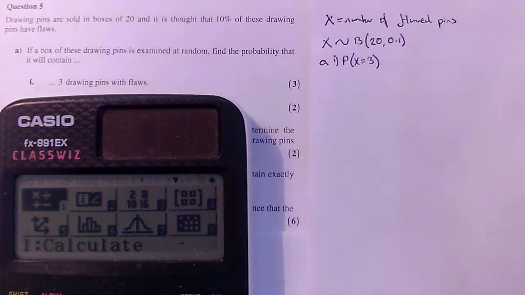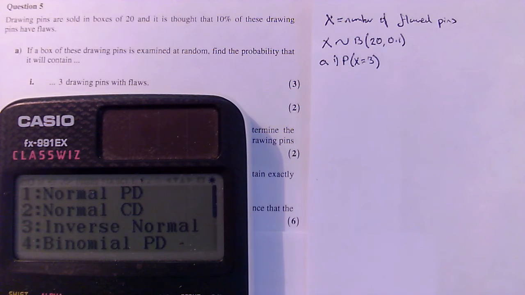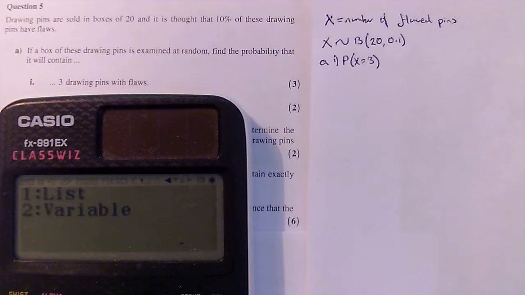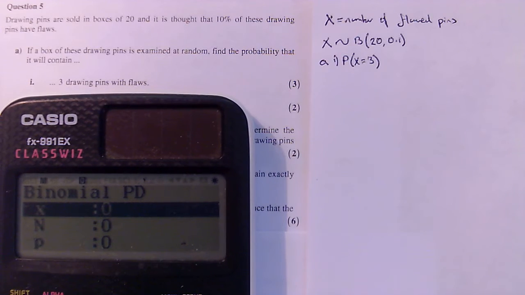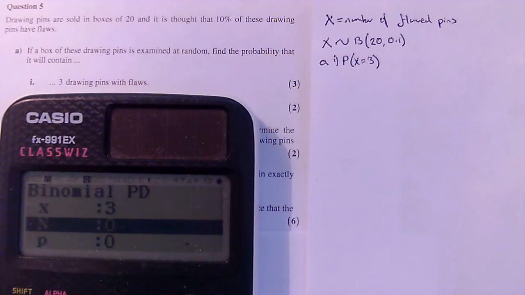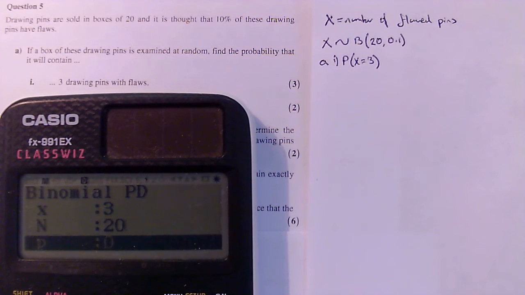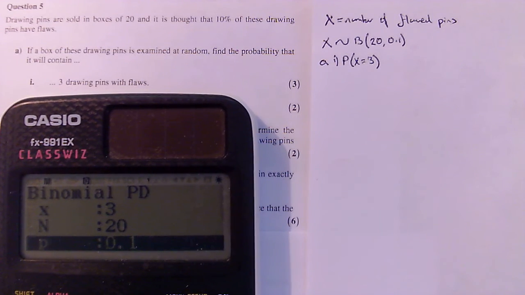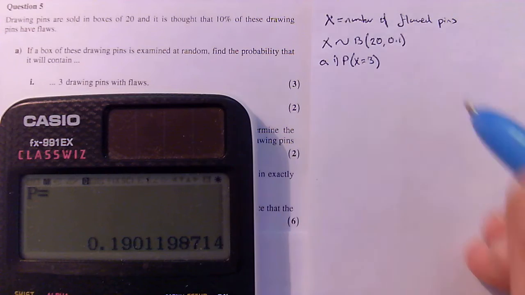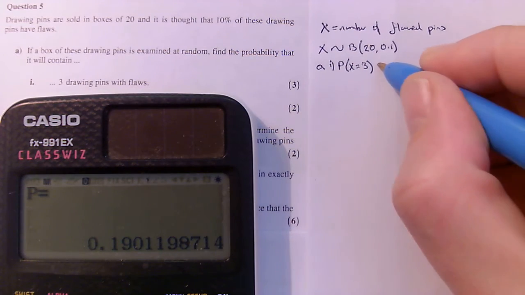So we can do that directly on the calculator. We're going to go to 7 for distributions. We want binomial probability distribution because it's equals, so option 4. We're going to do that just as a variable because we've only got one value. X equals 3, N equals 20, P is 0.1. And it gives us an answer of 0.190.